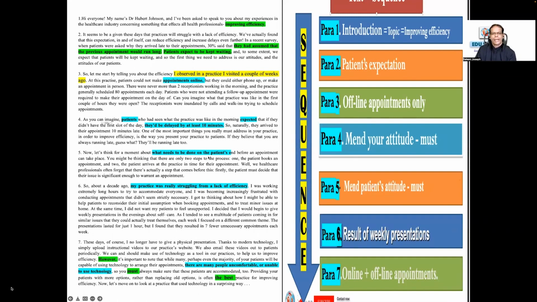What needs to be done on the patient's end? The very beginning of the audio or the script says what needs to be done from the patient's side. And I'll highlight those strategies later. And weekly presentations, this is paragraph 6. Then paragraph 7 says you should have online as well as offline appointments. Okay.